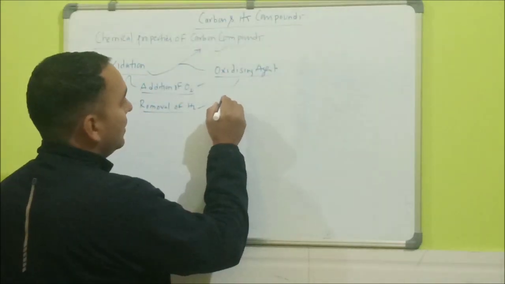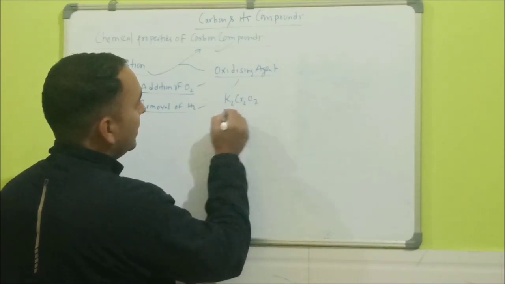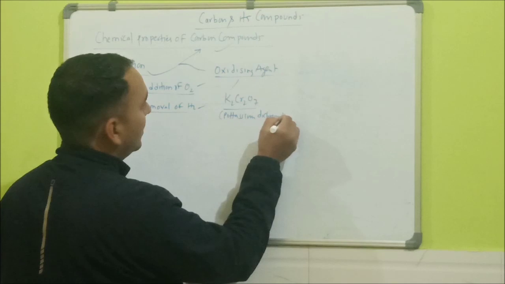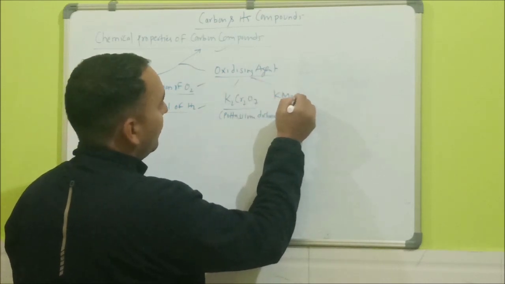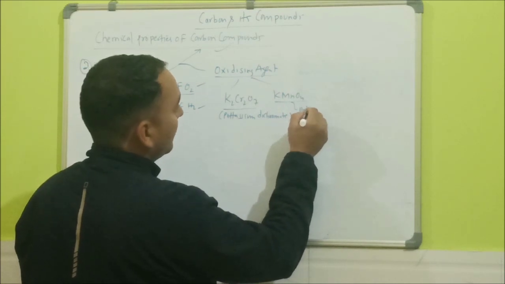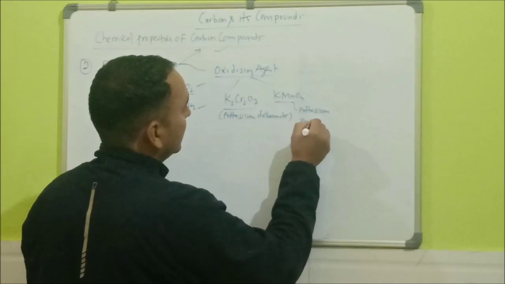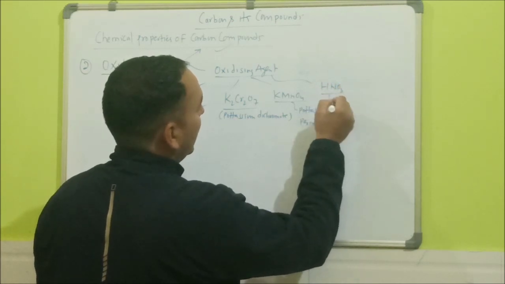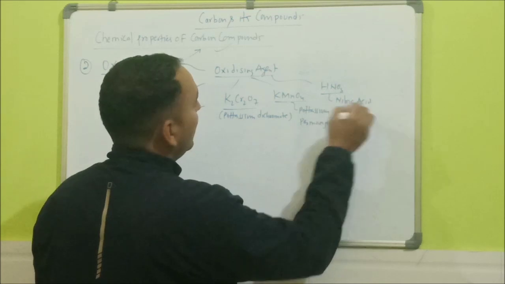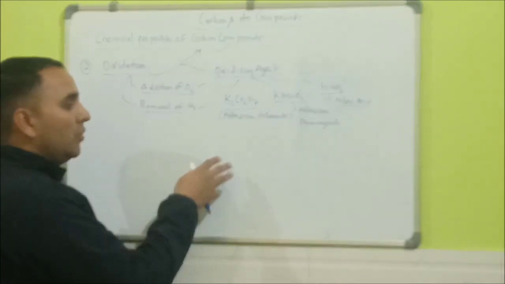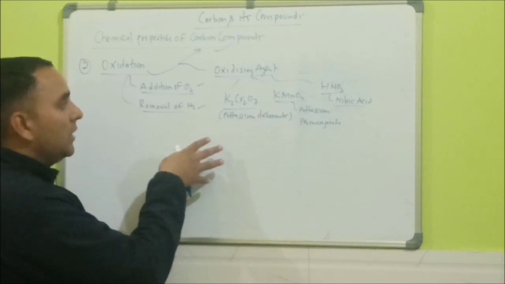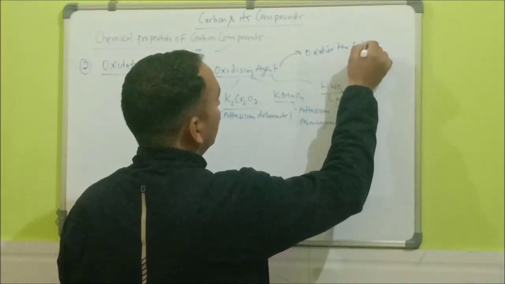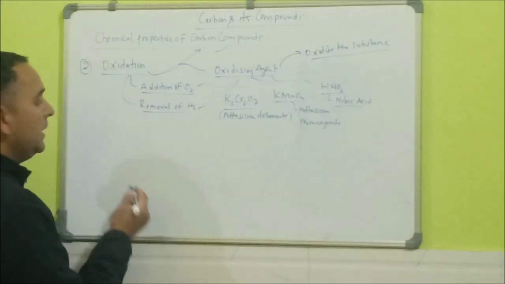Here we have K2Cr2O7, that is potassium dichromate. We have KMnO4, that is potassium permanganate. We have HNO3, nitric acid. So these are the common oxidizing agents which we will use during some examples which I will specify here. These oxidizing agents are used to oxidize the substance. Let us take the examples.